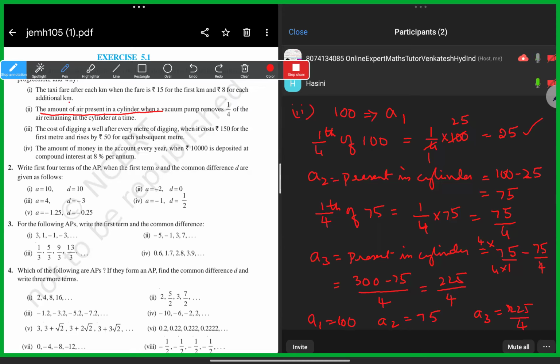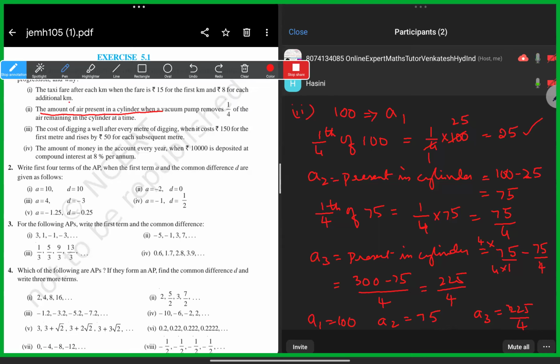Now I just stopped at A3 because generally we should do A2 minus A1, A3 minus A2, and A4 minus A3, at least three differences. But here, if A2 minus A1 and A3 minus A2 come out equal, then I'll find A4 also to check A4 minus A3. But if A2 minus A1 and A3 minus A2 do not come out equal, I'll stop there. So have you understood how I got these fractions?